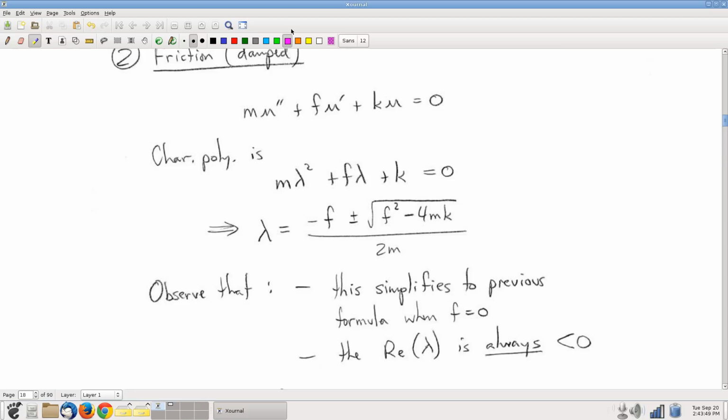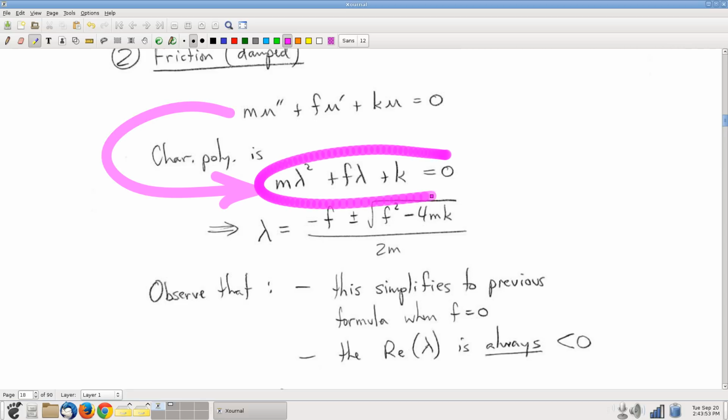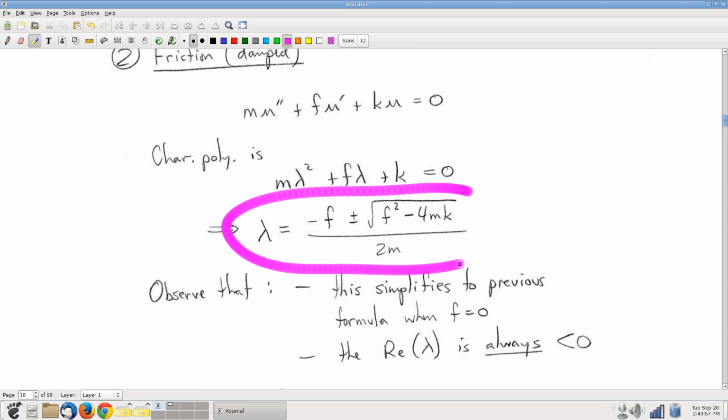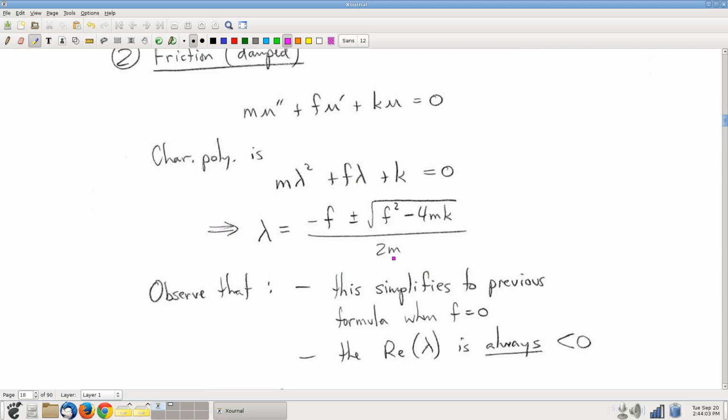Okay, so, well, characteristic polynomial. Find the roots of the characteristic polynomial. The quadratic equation tells us the roots are these. And a couple of observations I want to make about these roots. For one thing, notice if you plug in f equals 0, this does simplify to the previous formula, what we worked out on the previous page. And students should plug in f equals 0 and confirm that this does give you that familiar result.